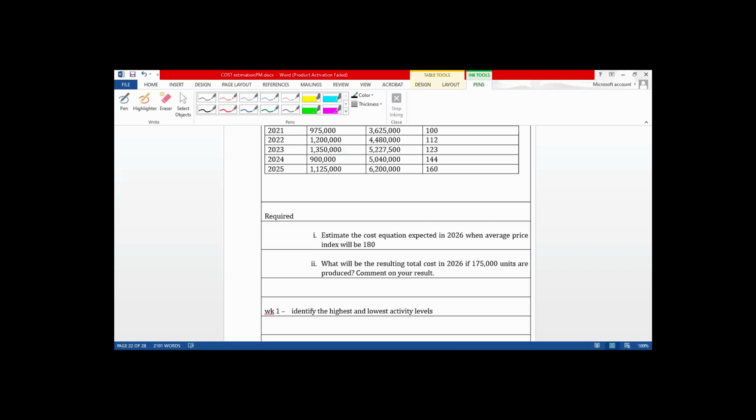Now, examiner says we should estimate the cost expected in 2026, when the average price level index will be 180. That means we must take the cost to 180.